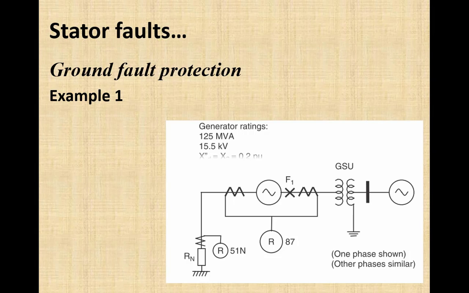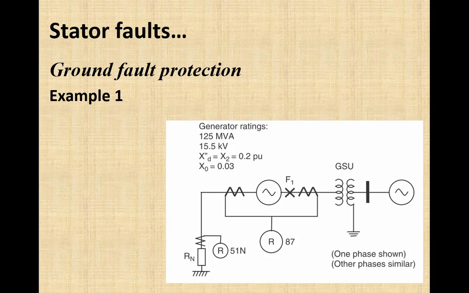It is given that this generator is rated at 125 MVA. The line to line voltage at the terminal of this generator is 15.5 kilovolt, which is the rated voltage of the machine. The sub-transient reactance, which is equal to its positive sequence as well as negative sequence reactance, is given as 0.2 per unit or 20%, and the zero sequence reactance of the generator is given as 0.03 per unit or 3%.